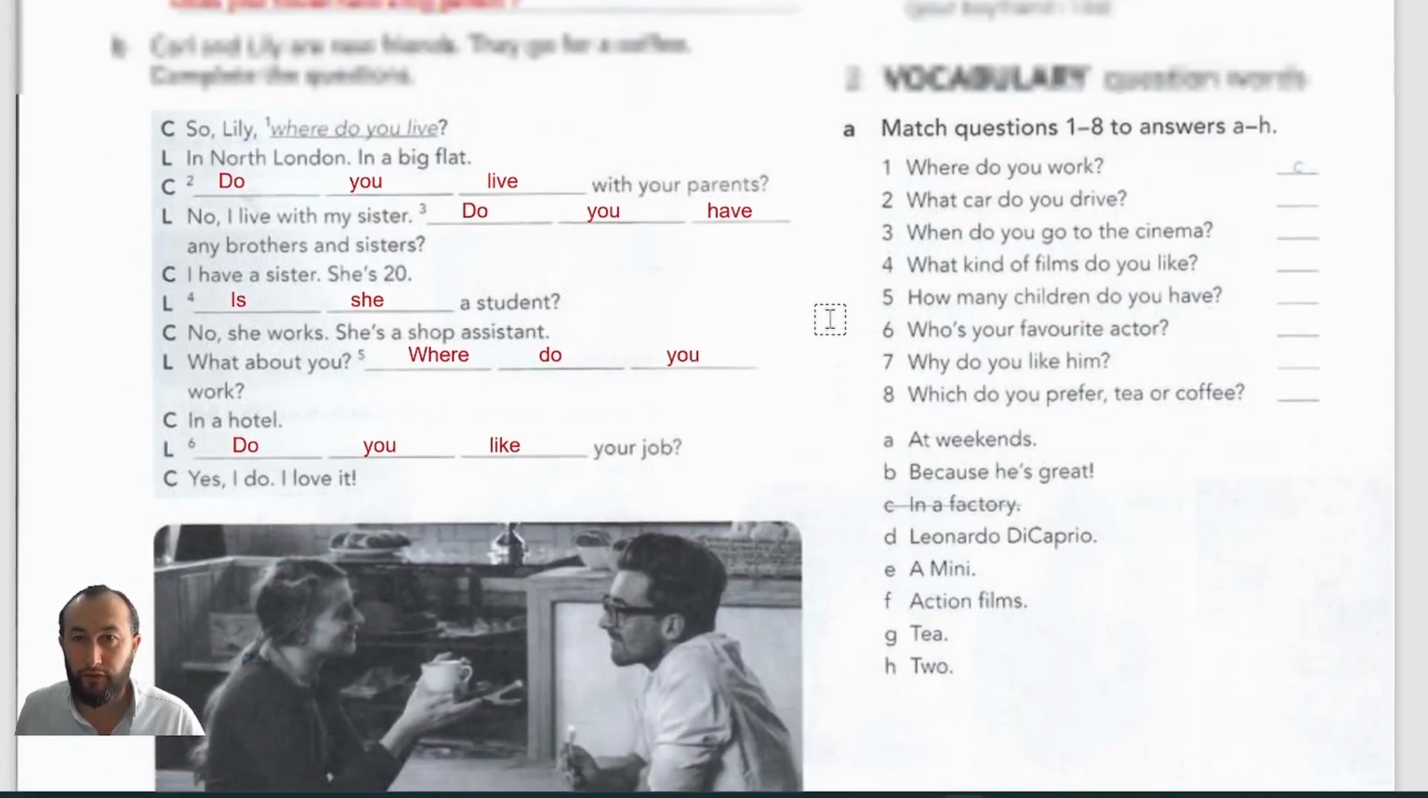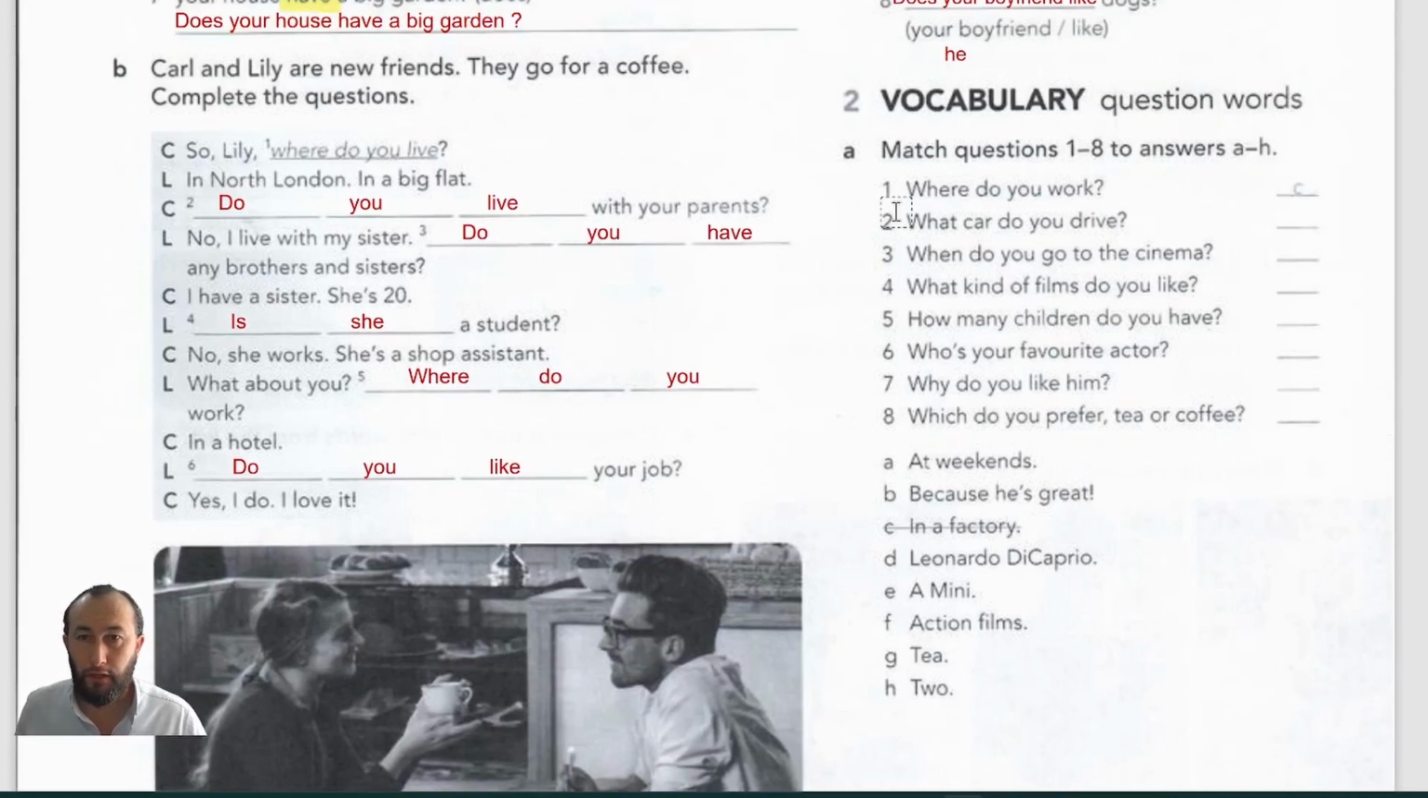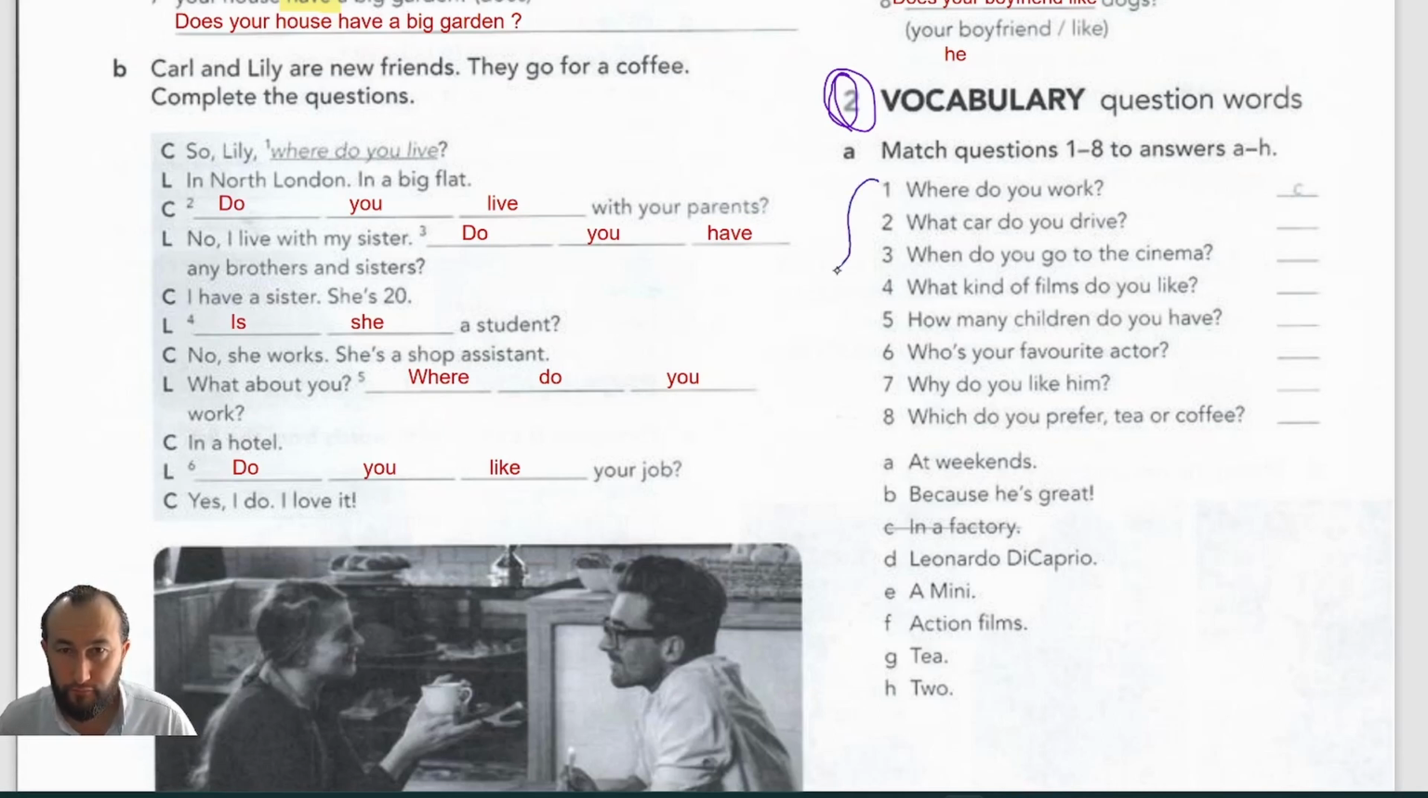Okay, guys, so we are moving to vocabulary question. Exercise 2. Vocabulary question words. Match questions 1 to 8. Okay, we've got 1 to 8 answers, A to H. All right, so we've got here 1 to 8, and we need to match it with A to H, guys. Let's do that. So where do you work? C, here is the answer. C, in a factory. Okay, that's done.